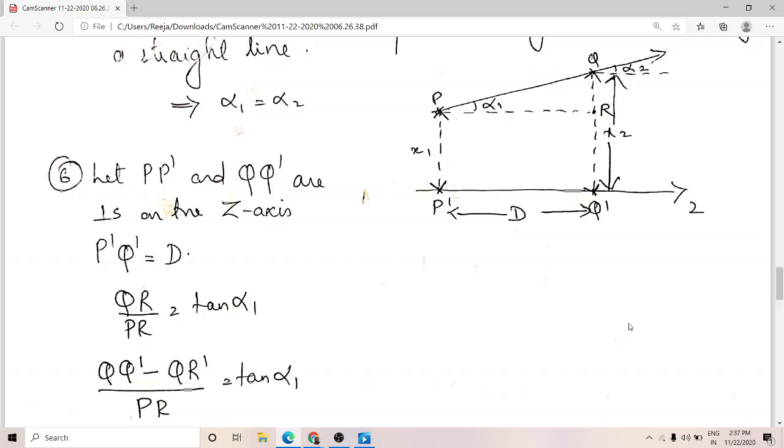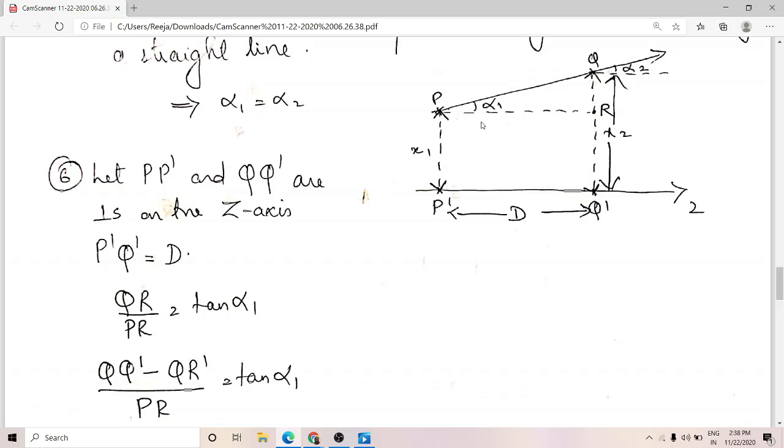Now, we have to find the values of the elements A, B, C, D in the translation matrix. For that, we drop the perpendicular PP dash from P to the Z axis, and another perpendicular from Q to the Z axis, that is QQ dash. Let P dash Q dash, the separation between P and Q, be capital D. Now, consider the right triangle PQR.